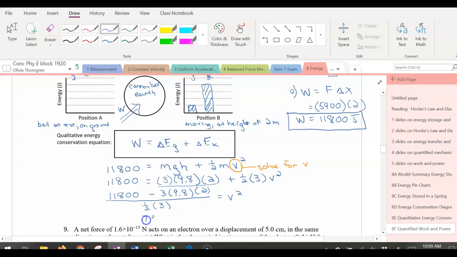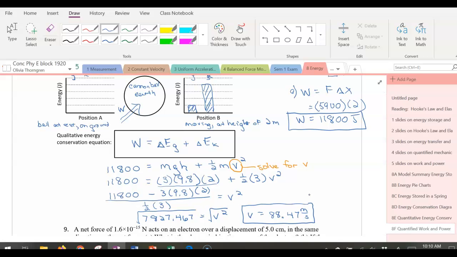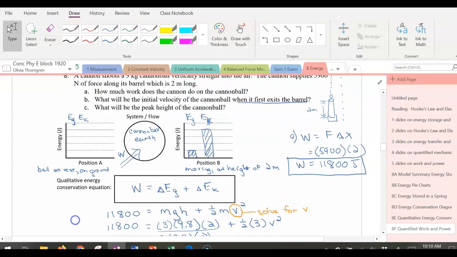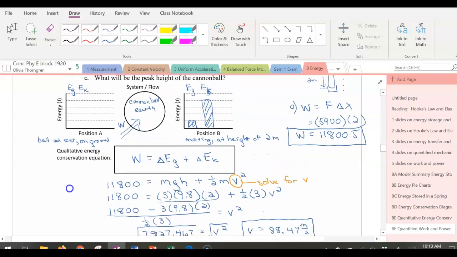So I get that 7,827.467 equals V squared. I need to take the square root of both of those, right? V is going to be the square root of that. So that is the velocity, 88.47 meters per second, just as the cannonball is exiting the cannon. I think it asks us another question. What will be the peak height of the cannonball?